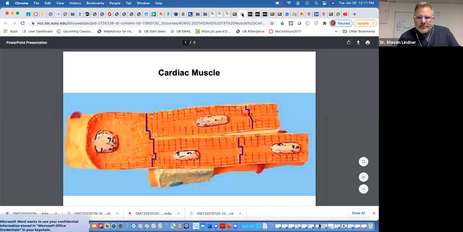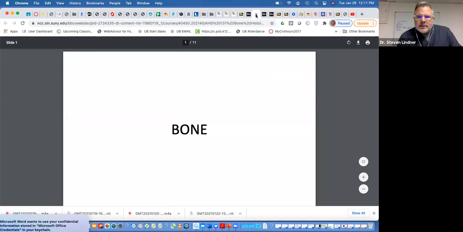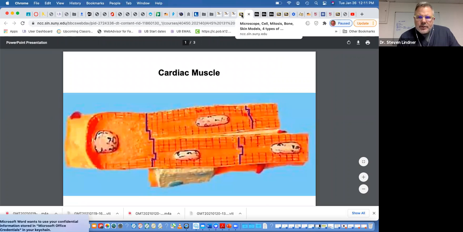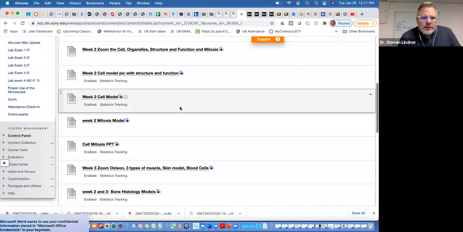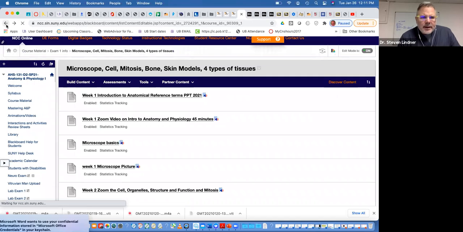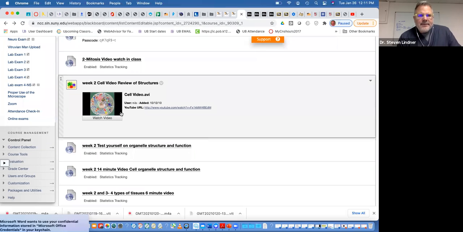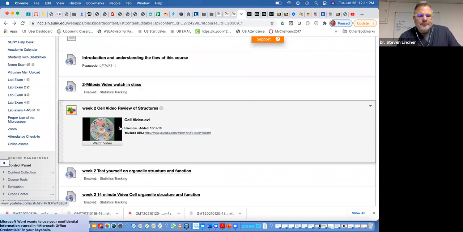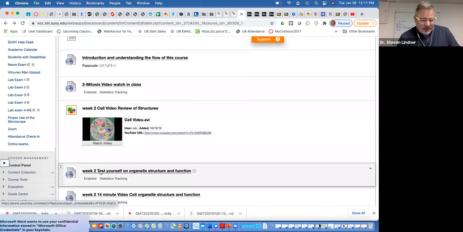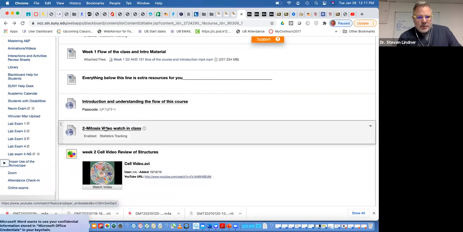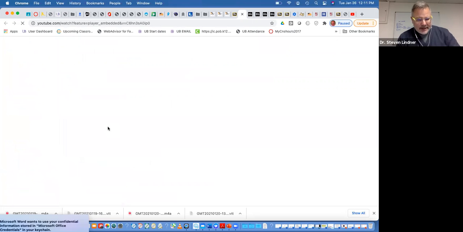Let me close that one out. Let me show you, let's go back one page here. I do have a video here if you'd like to review it on the cell, and it goes over the organelles and again, structure function type of thing. And then you can self-test yourself. So that's what's there for you as well. Let's just watch this 4 or 5 minute video here on cell mitosis.